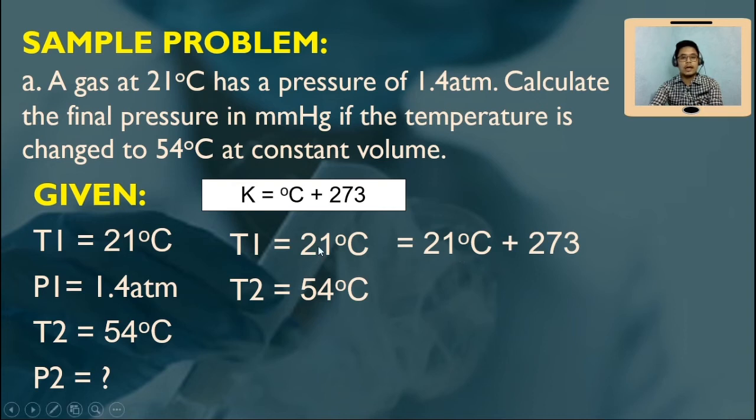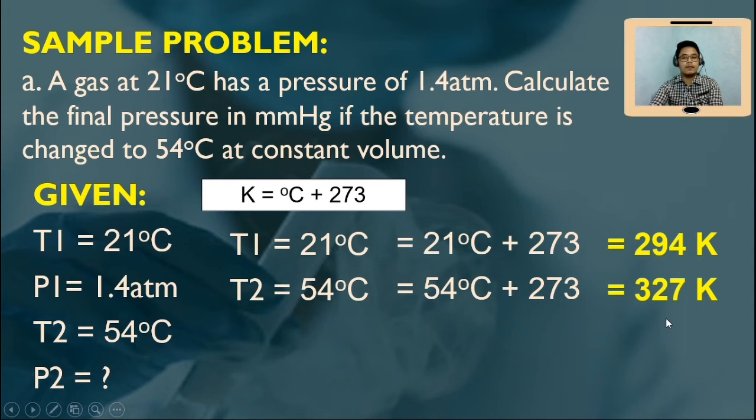So, lagay lang natin yung 21 degrees Celsius and then add 273. It will give you the answer 294 Kelvin. And then for our T2, 54 degrees Celsius plus 273, it will give you the answer 327 Kelvin. So, take note of the given values, okay, because we're going to use it sa ating solution.